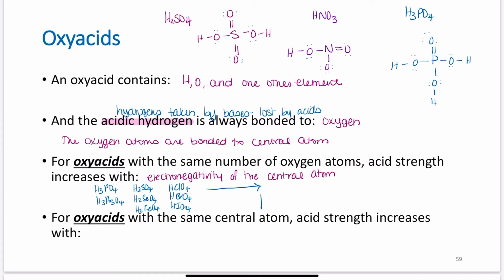Increases across and up. How do I remember this? Because I know that out of this entire list, these two are strong acids. If these are the only strong acids, then that suggests to me it's across and up. And then I remember electronegativity.